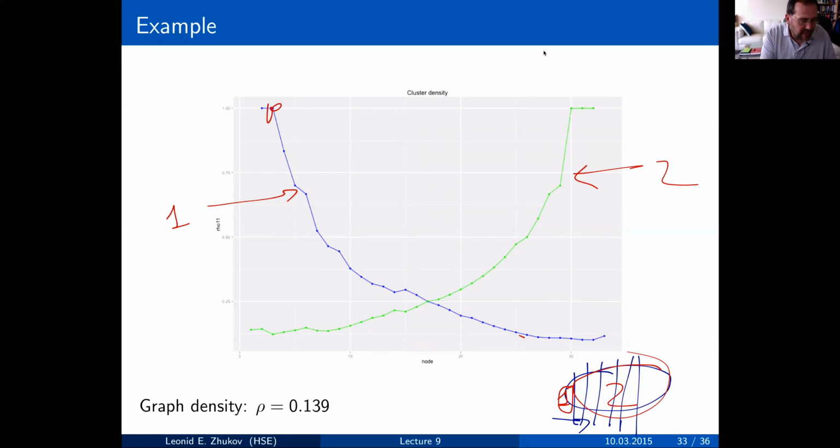So in some sense, if we had just one cluster, you would be happiest here or there. But since we are splitting it into two pieces, you need to find somewhere a balanced place where the density of the clusters is higher than on average in the graph, but for both of them. And if you notice, those two lines intersect right there. And it's also pretty much the same split as we found before. So it's all very, very consistent.